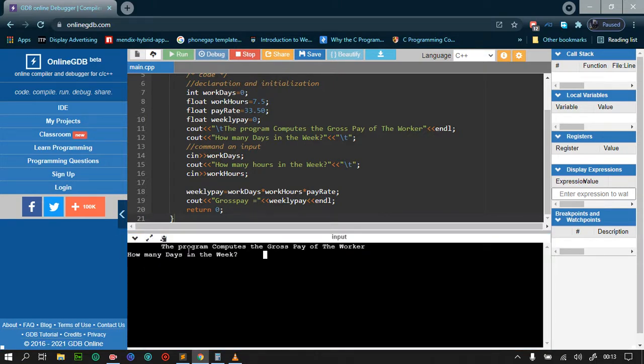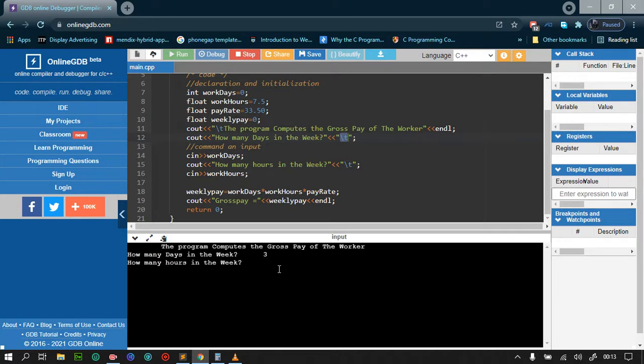So this is what I was saying. How many days in the week? The cursor is away from the statement. How did I do that? I pushed the cursor using the horizontal tab. So back here, how many days a week? I worked for 3 days in the week.